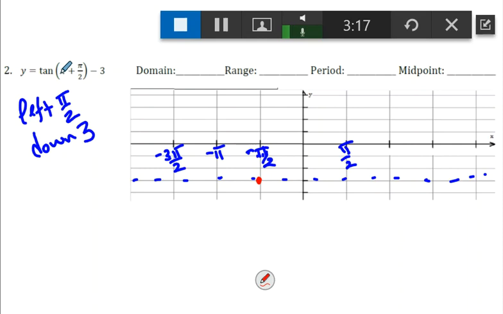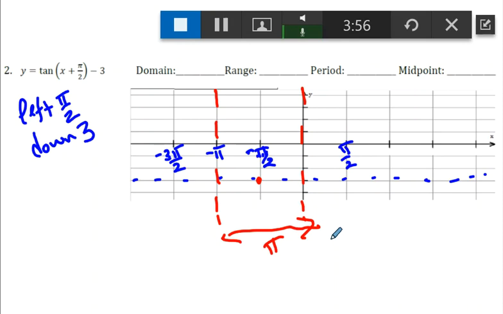Then my period is pi, right? So the whole length of the graph is going to be a length of pi. So I need half of that graph on the left and half of that graph on the right. So if my midpoint's at negative pi over 2, what's half of pi to the left? Where will I be if I go half of pi to the left? I'm going to be right here. You see that? So I need the whole length of the graph to be pi, so I'm going to go half pi to the left and have an asymptote right here. And I'm going to go half pi to the right and have an asymptote right here. And now the whole length of my graph is pi.